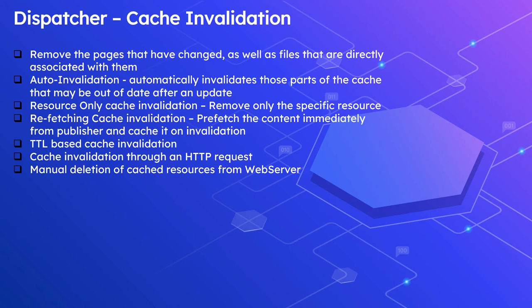You should also be able to invalidate the cache through an HTTP request. You can send the required parameters, the data, and access a specific URL, and you should be able to invalidate the specific cache in the dispatcher. The last one is manual deletion, because as we discussed, the dispatcher is using the web server capability. So you can go to the web server and manually delete the cached content from the doc root. Let us now quickly see the dispatcher configuration files.